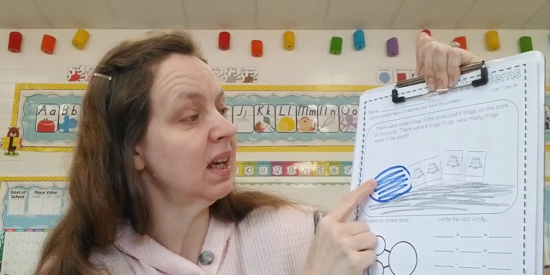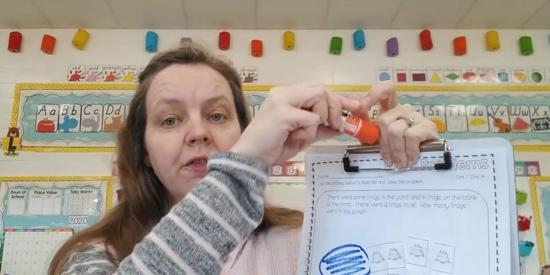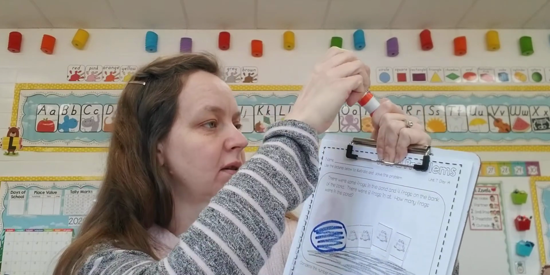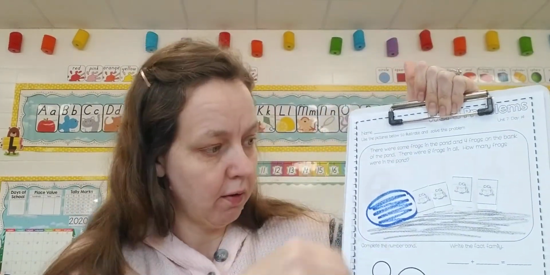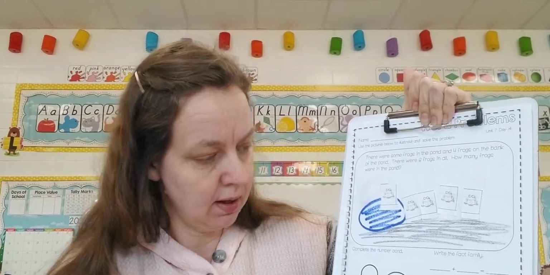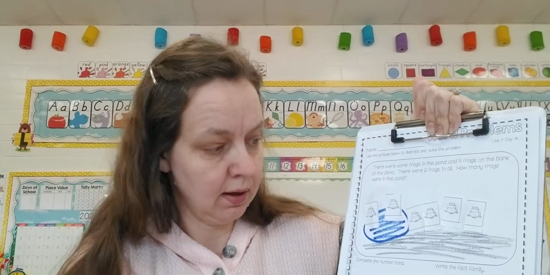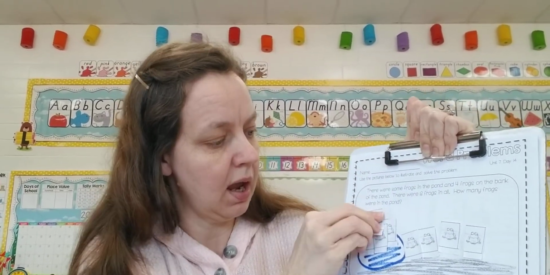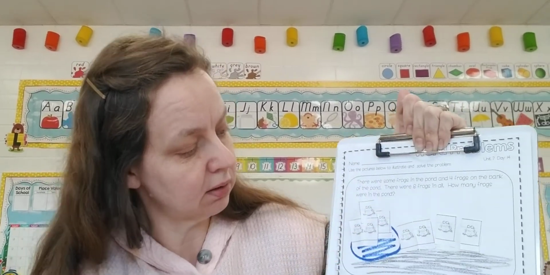And how many are in the pond? There are 8 frogs altogether. So let's count. If I had 4 already, I need to get to 8. I'm going to put some glue on so I can stick them on. All right? 4, 5, 6, 7, 8. How many frogs did I stick in the pond?